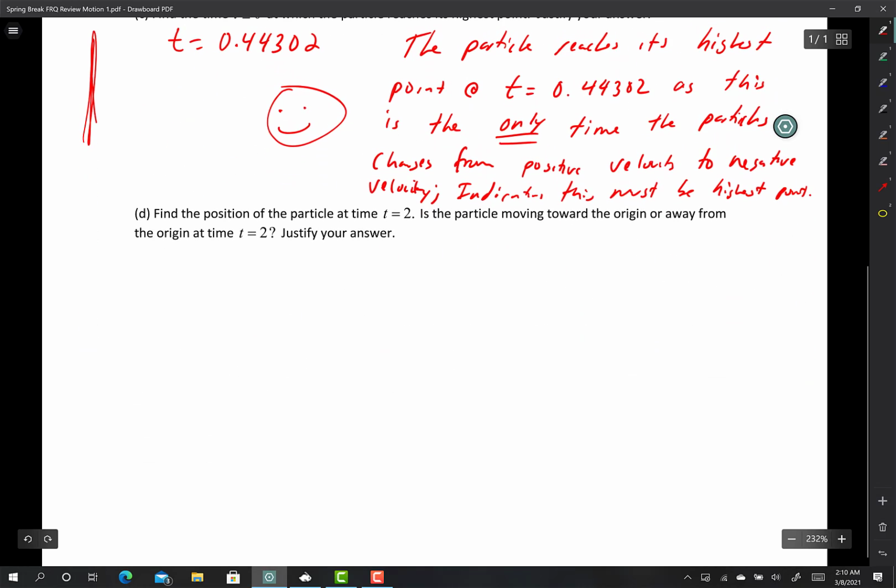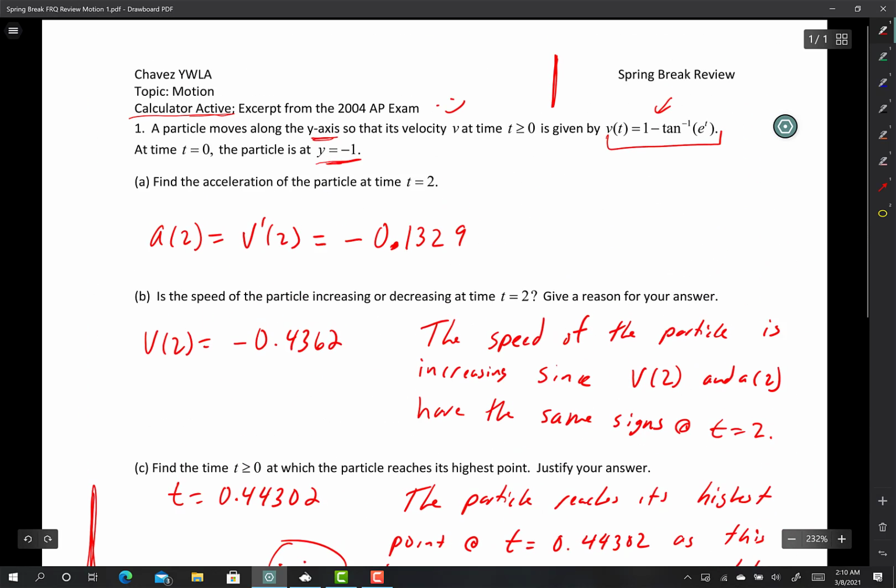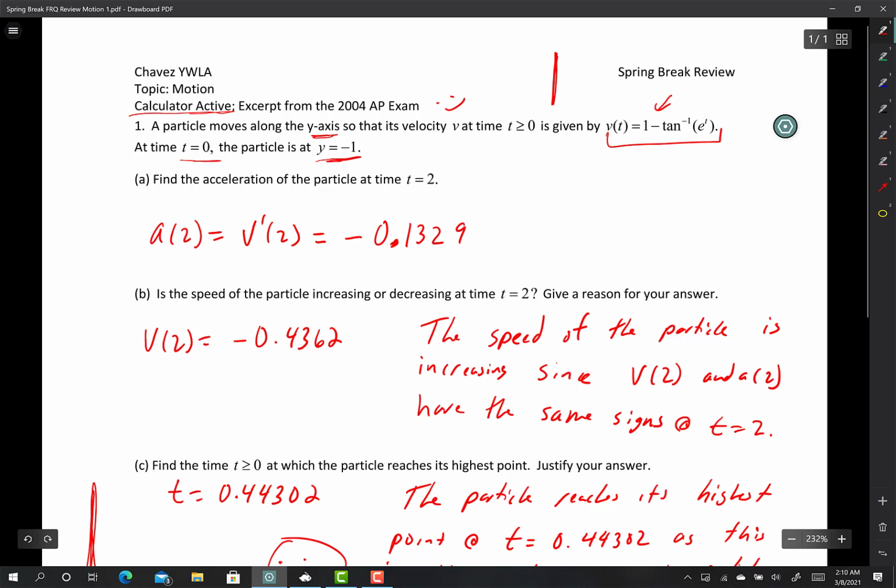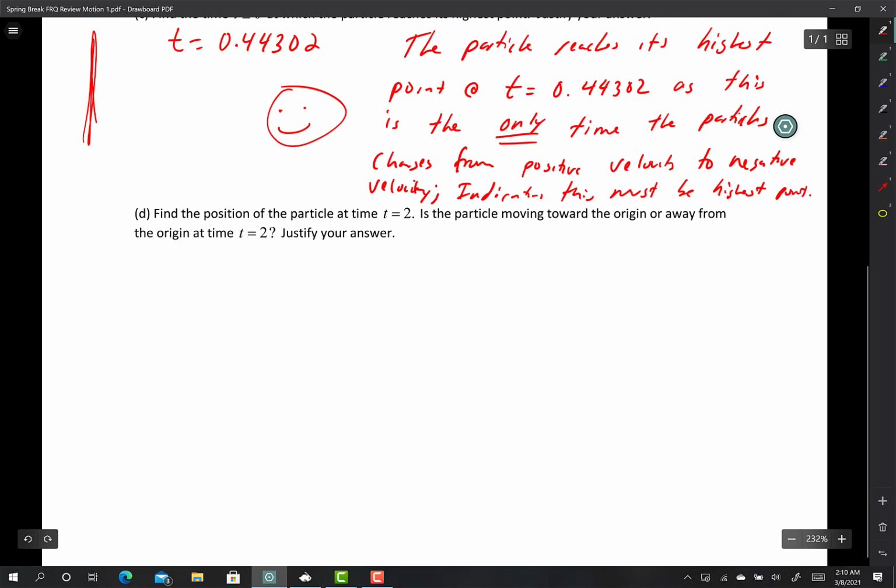All right. Letter D, it says, find the position of the particle at t equals 2. Is the particle moving toward the origin or away from the origin at t equals 2? Well, let's see. Do we know where we are at 0? We do. At t equals 0, the particle is -1. So I'm going to write my position, because remember, it's a y value. If it were an x value, I would write x.